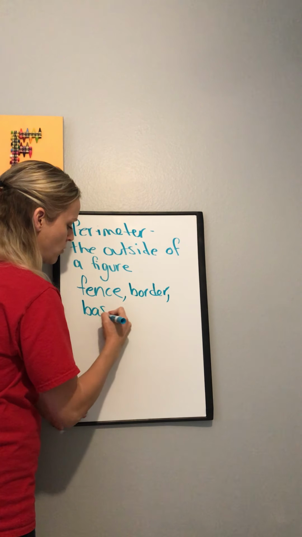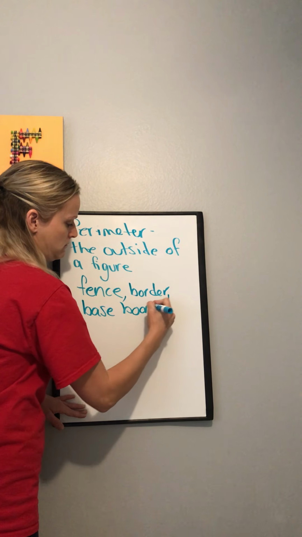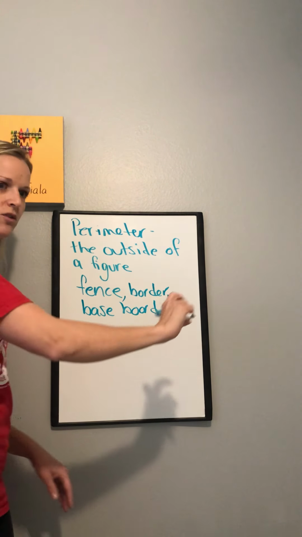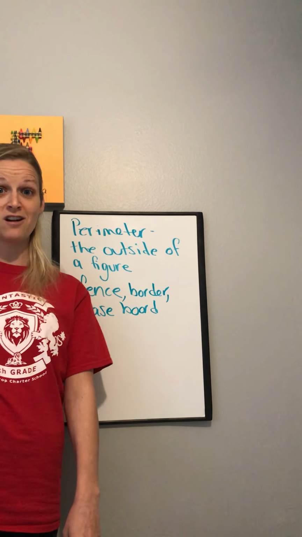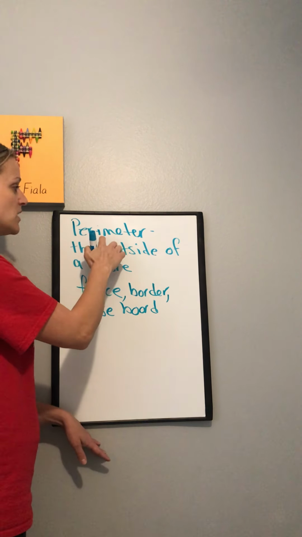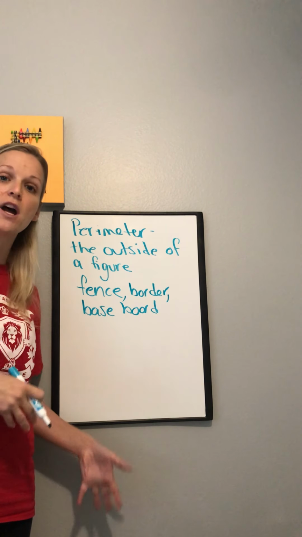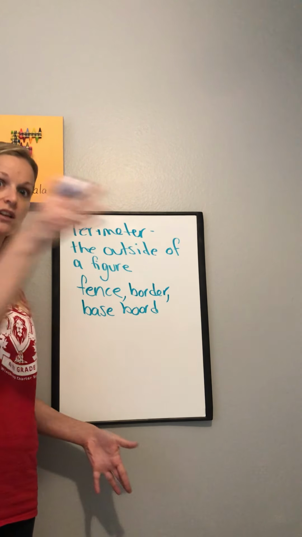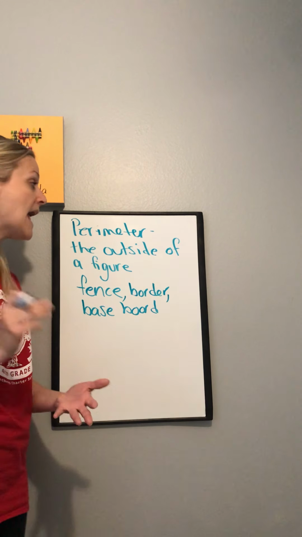You have a baseboard. It's kind of that white strip that goes around the edge of the floor. It goes around the edge. That's the outside of a figure. We would need to know the perimeter to know how much of a baseboard we need to cover the whole room, okay? And these are examples.